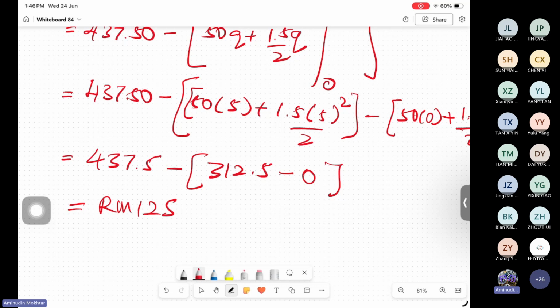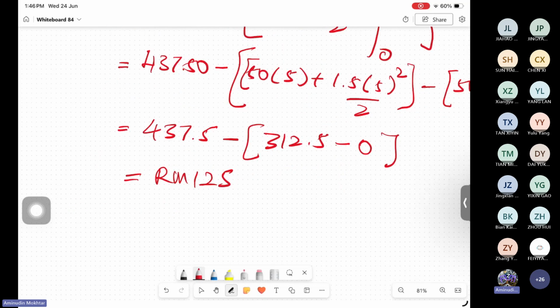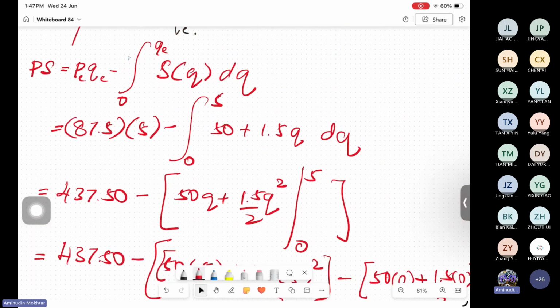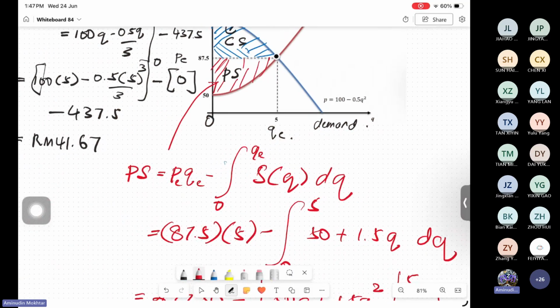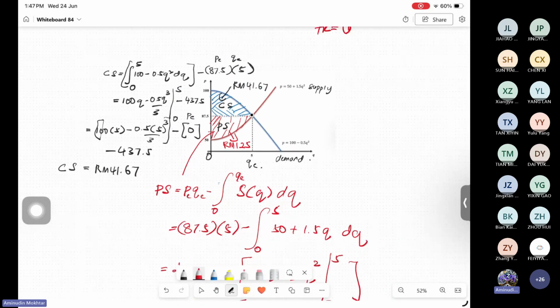Okay, this number represents the producer surplus PS. That's the value of the producer surplus. For this case, it is the area between the price line, the equilibrium price, and the supply curve. That's the value. The value of PS is 125. Okay, that's all for how to find the total area.